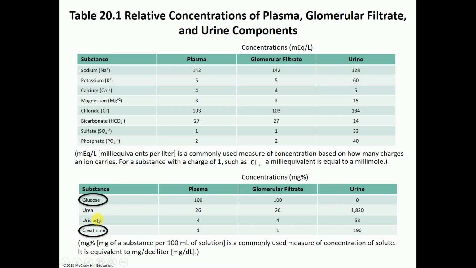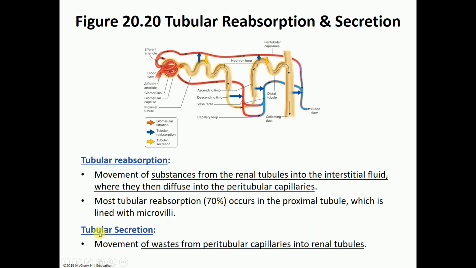If you compare that with creatinine, which is a toxic metabolite, our plasma has about 1 milligram percent. Filtrate, all of it, 1 milligram percent. But there's still more in those capillaries, so we have to actively secrete them into urine. So our urine ends up having about 196 milligram percent. And again, that shows you the difference between the reabsorption process and the secretion process.